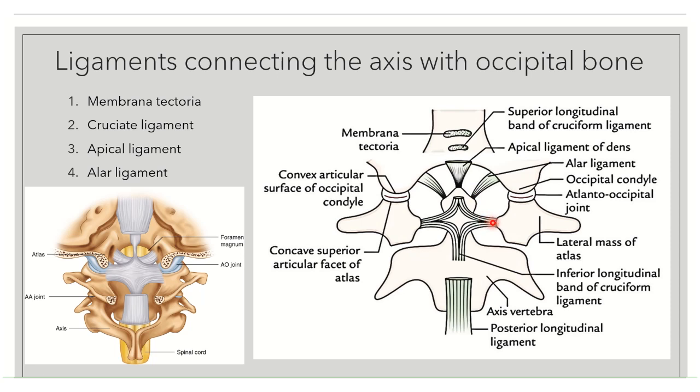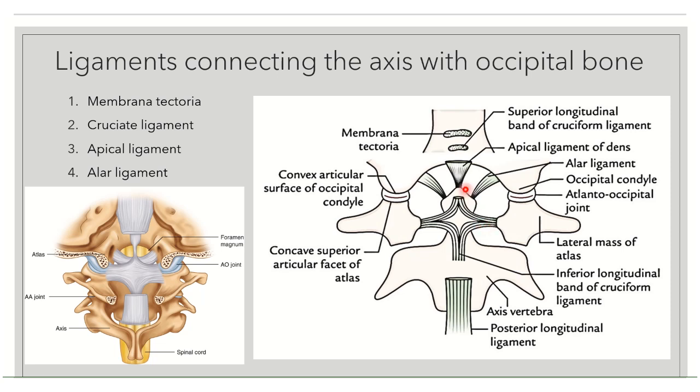Then we have the cruciate ligament. As you all know, from the inner surface of the lateral mass of C1 there is a ligament called the transverse ligament. In the median plane, this transverse ligament projects some fibers in upward and downward directions. The fibers projected upward are called the superior longitudinal band of the cruciate ligament, which is cut from here, and the fibers projecting downward are called the inferior longitudinal band of the cruciate ligament. So this is the cruciate ligament that arises from the transverse ligament.